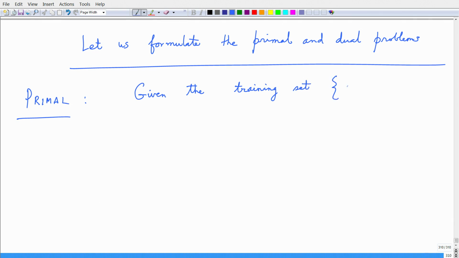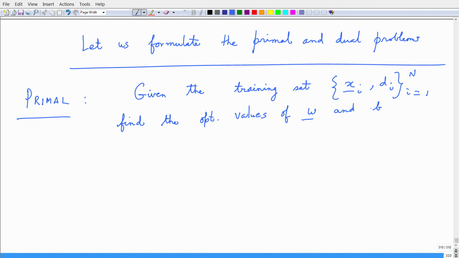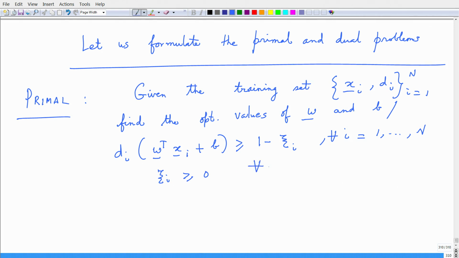Given the training set x i and d i, i equals 1 to n, we need to find the optimum values of the hyperplane, that is the vector w and the bias b, such that the following holds: d sub i times w transpose x i plus bias is greater than or equal to 1 minus zeta i for every constraint i equals 1 through n, and zeta i's are greater than or equal to 0 for all i.